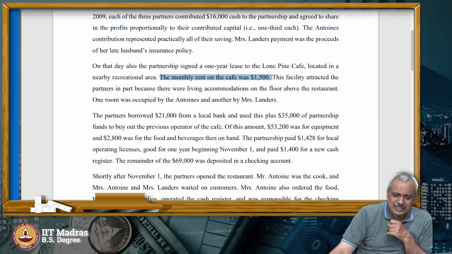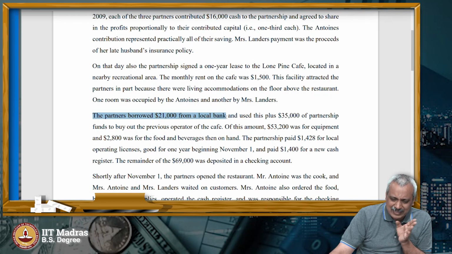The facility attracted partners in part because there was living accommodation on the floor above the restaurant. One room was occupied by Mrs. Antonio and the other by Mrs. Landers. That's okay. The partners borrowed 21,000 from a local bank.